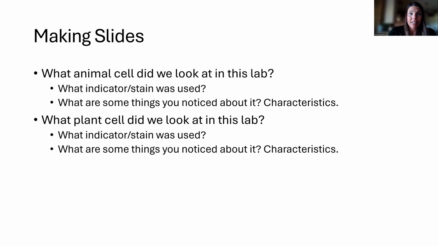In the slides for lab 6, what animal cell specifically did we look at in this lab? What indicator did we use to stain it? And what did you notice about this once you were able to focus it under the microscope? What are characteristics? What did it look like? What did you have to identify?